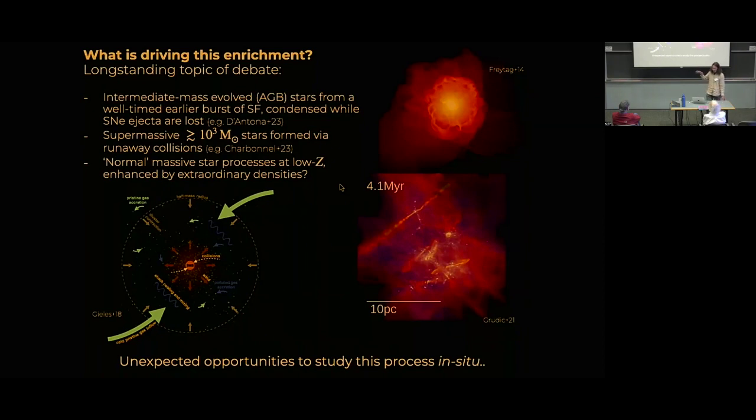And another option, a whole class of options here, is that there are many other processes that could get this material out of massive stars at more prosaic masses as well. So the excitement of seeing these enrichment patterns in the ionized gas phase is that we can potentially study whatever process is producing this enrichment in situ, which I think was very unexpected, that we'd have this opportunity in the first place.